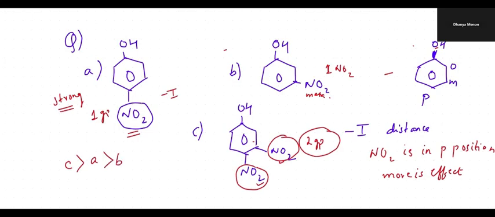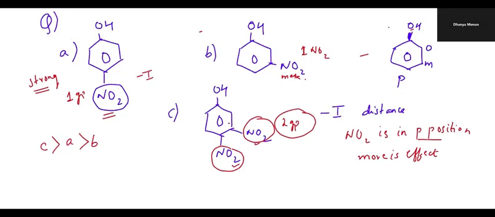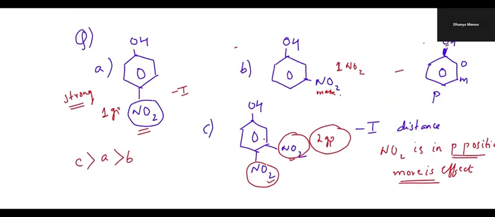Because if the minus I effect group is present in the para position, it makes it more acidic. So definitely B is least acidic. Okay, so we have to compare between A and C, because in A and C the nitro group is in the para position. But C has the additional advantage: it has two minus I groups. So it is more acidic compared to A and then B. Okay. Coming to the next question.